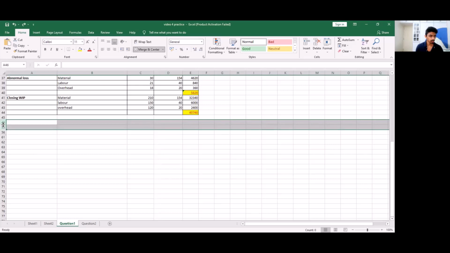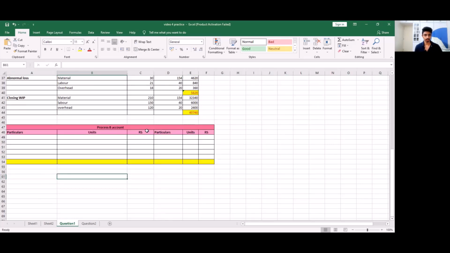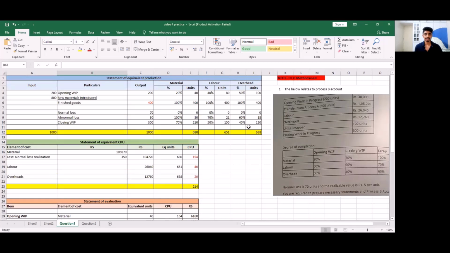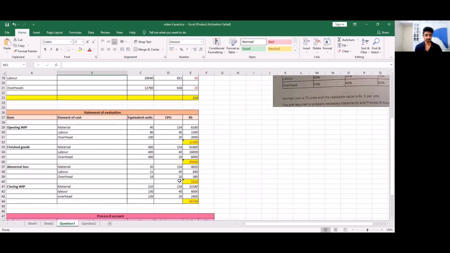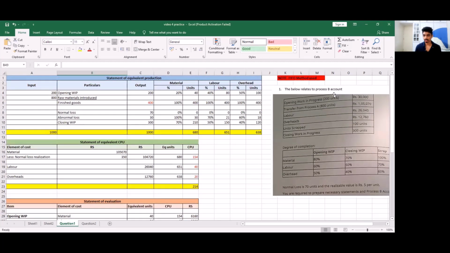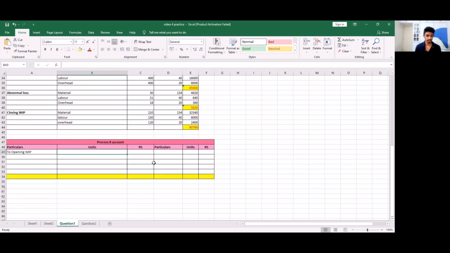We already know the format of our process account. We have particulars, units, rupees, particulars, units, rupees. So let's see what we account for in our process account. So first, we have opening work in progress. So we write to opening work in progress. Number of units. We go to our question and we have been given 200 units. So we will write it just as it is.